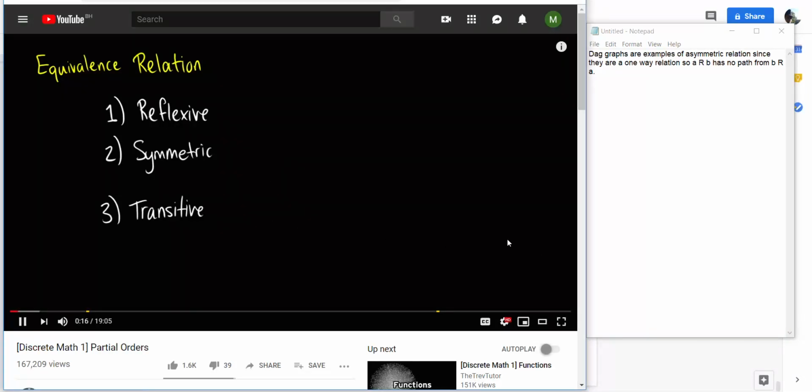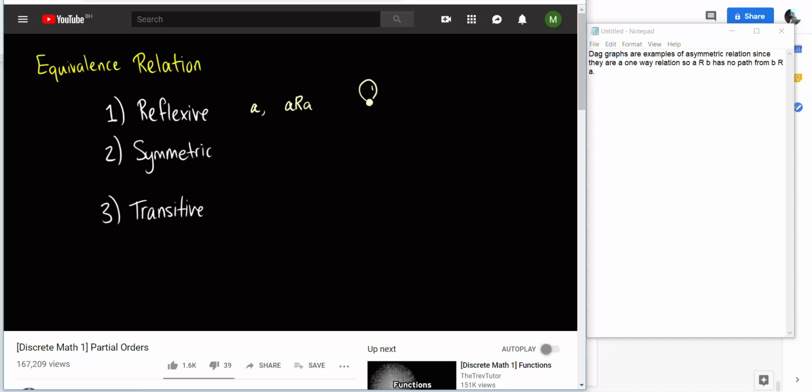Just to review what this means, for reflexivity, for any element A, we have that A is related to A. What this looks like with a point is we get a loop. So A would be related to A. For symmetry, if we have points A and B, then if A is related to B, we expect B to be related to A.